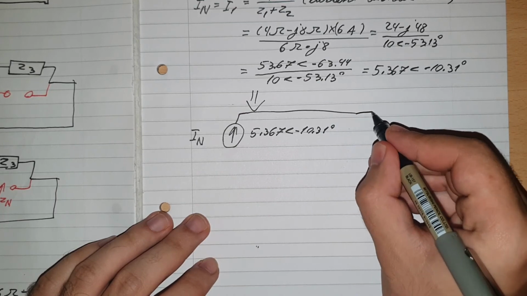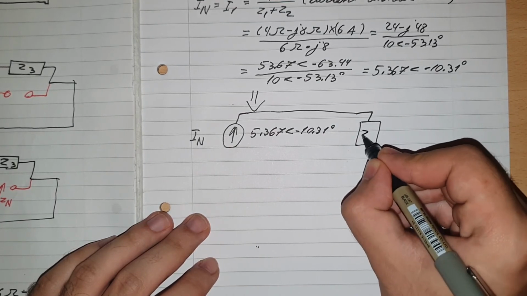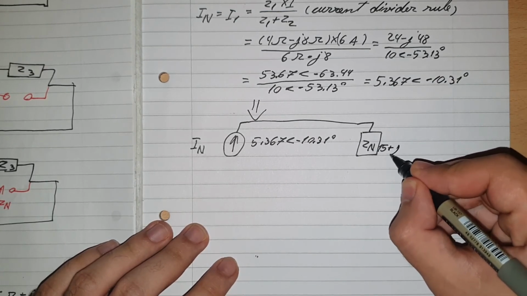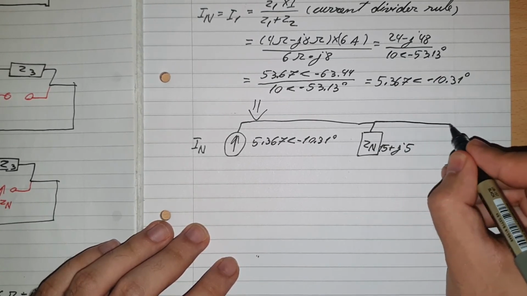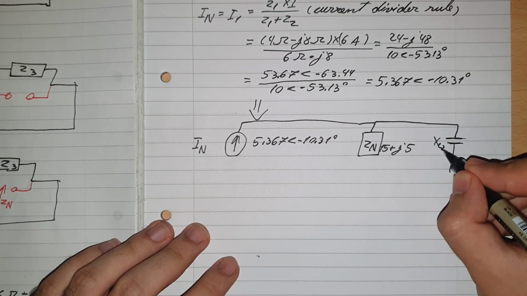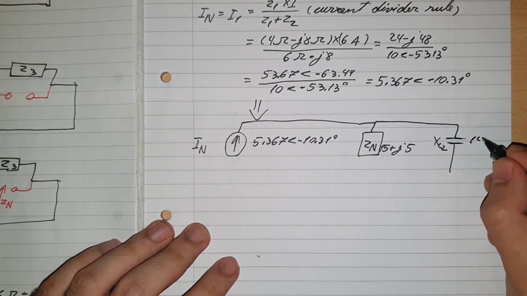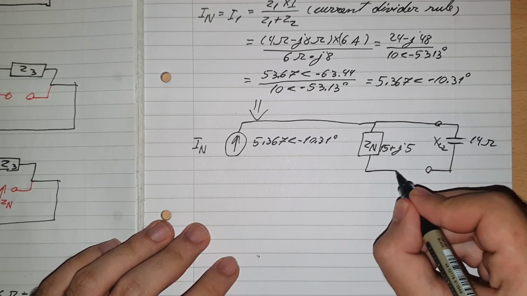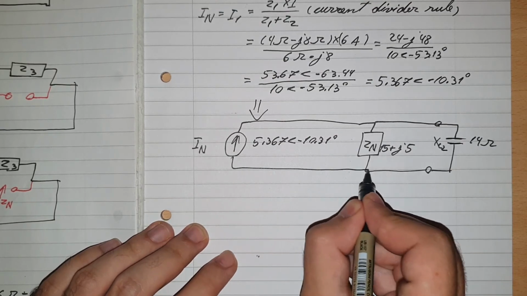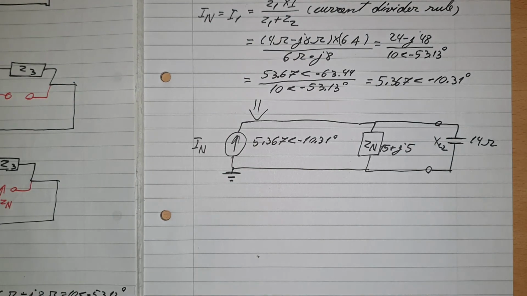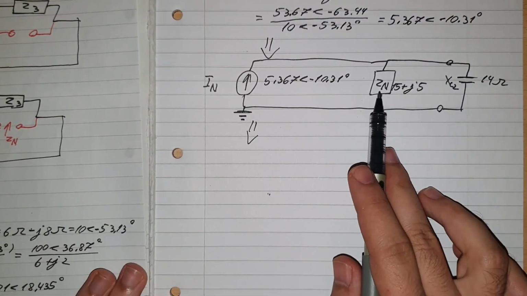And then there will be the Z value here, Zn, that will be 15 plus J5, and then it will be in parallel with the capacitor here, XC2, the capacitor that we used as reference, 14 ohms. Okay, and then all of it is just connected here at the bottom to the ground. Nice. Now we can also rewrite it where we use these values as components.